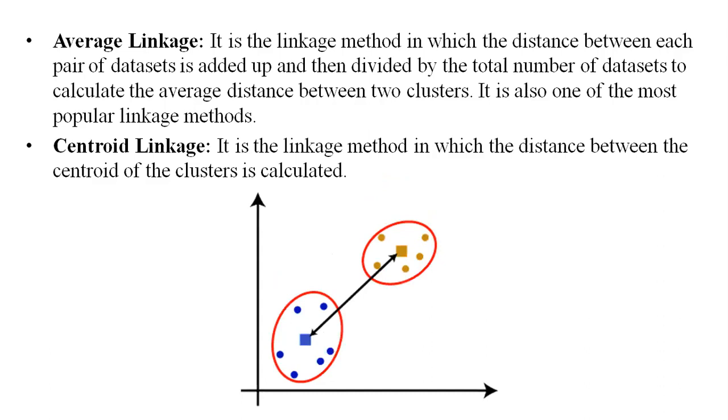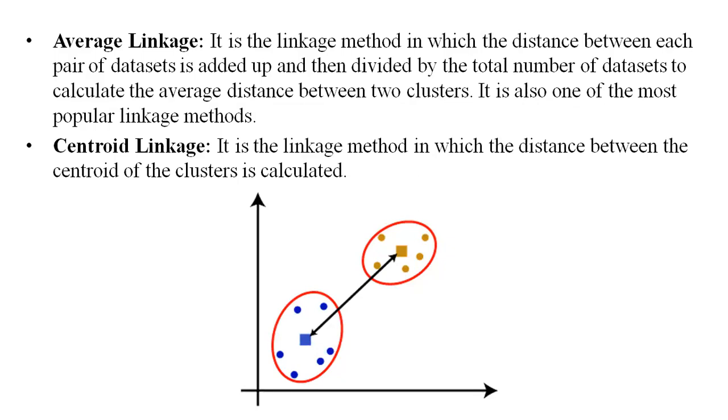Next, the average linkage is very simple, like the centroid calculation in the K-means algorithm. You calculate the average values and that distance will be computed. As given, it is a linkage method in which the distance between each pair of data points is added up and then divided by the total number of data points. That's what we call average. It is also one of the most popular linkage methods.